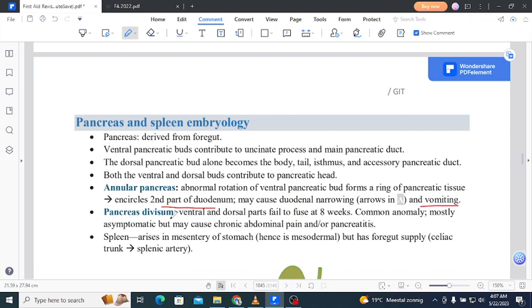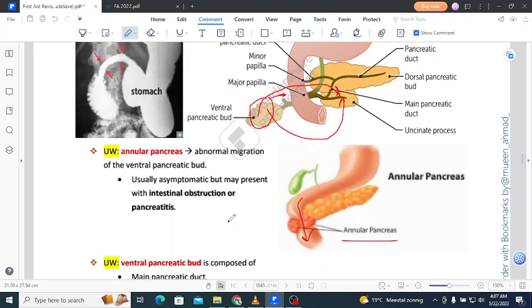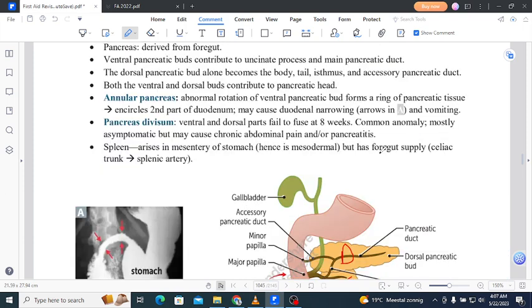And then we have the pancreatic divisum. The ventral and dorsal parts fail to fuse at 8 weeks. So if both the dorsal part and the ventral part do not fuse together, this part will remain over here and the other part will remain over here, and they're good to go with that. The people are mostly asymptomatic.